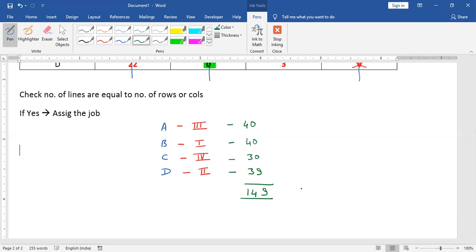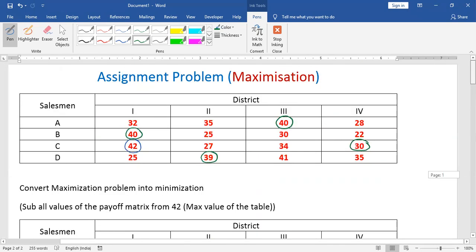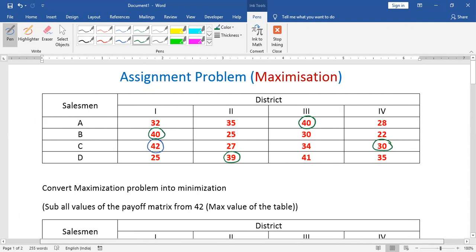The important thing in this lecture is how we can convert a maximization problem into minimization. It is very simple. We will find the maximum value of the table and subtract all values of the table from it. This is how we can convert a maximization problem into minimization, right?